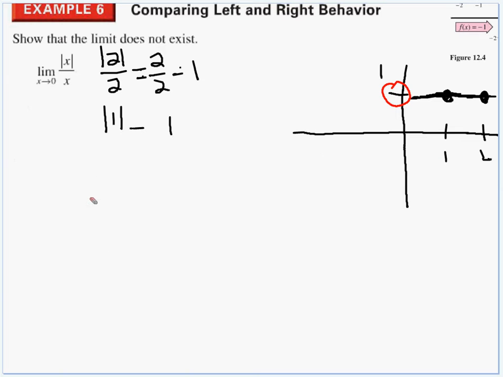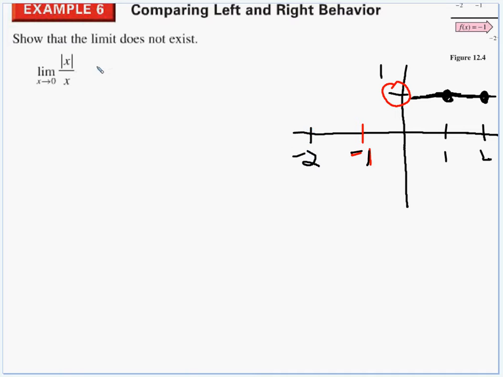Let's see what happens as we come in from the other side. -1 and -2. Let's put the -2 in there. -2 in the numerator in bars divided by -2. So again, the bars are going to make that a +2, but now our denominator is negative. It's still 2 divided by 2, which is 1, but now it's going to be a -1.